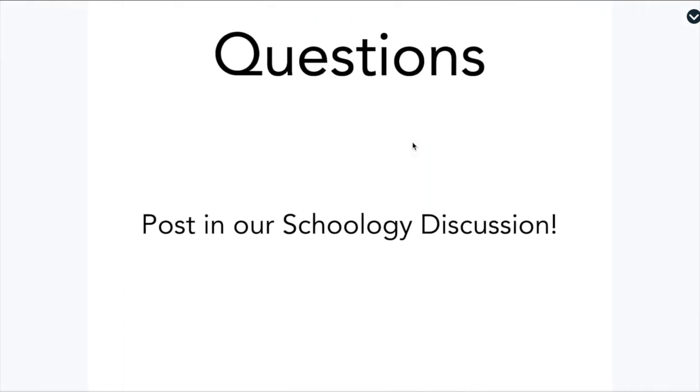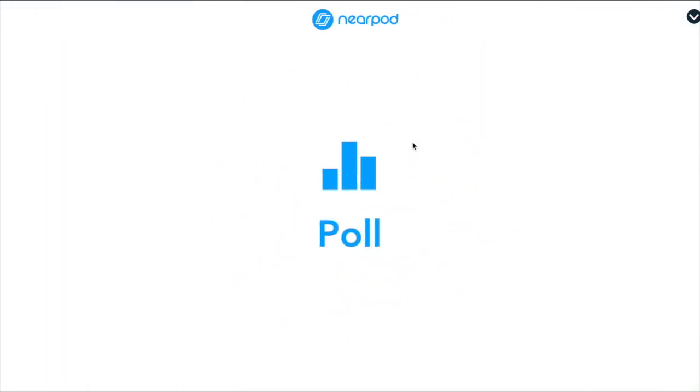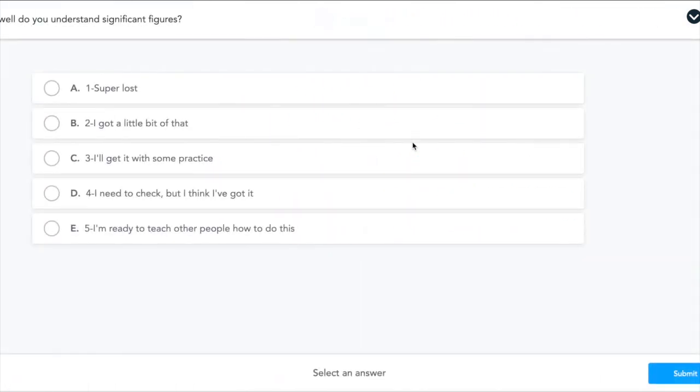All right, folks, I know I just dropped a lot on you, and I know this was an information dump, but if you have any questions that stand out to you, please post them in our Schoology discussion, and I'll make sure to answer them. Otherwise, practice, practice, practice is going to be important. The first thing you need to do is figure out how well you understand sig figs. Are you super lost, or could you teach other people how to do this? Go ahead and give yourself a rating from 1 to 5.